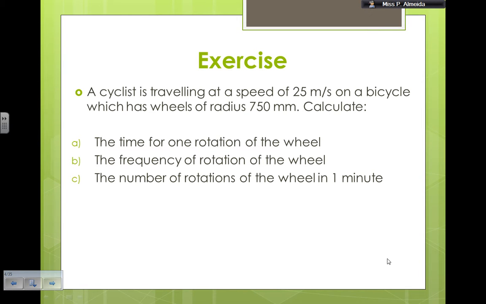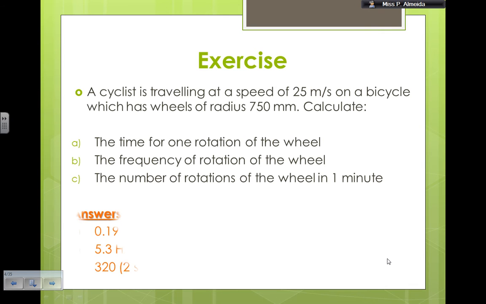Now, just for you, a couple of exercises in case you want to try them, so you can simply pause the video and try to answer these questions. So I have a cyclist that is traveling at a speed of 25 meters per second on a bicycle, which has a wheel of a radius of 750 millimeters. Find the time for one rotation, the frequency of the rotation, and the number of rotations in 1 minute.